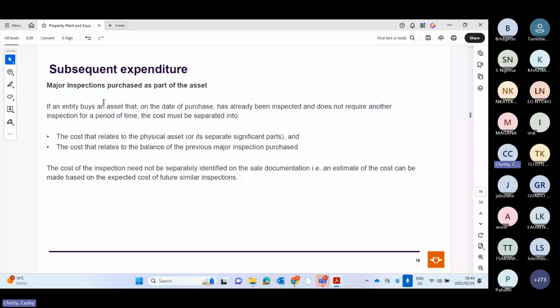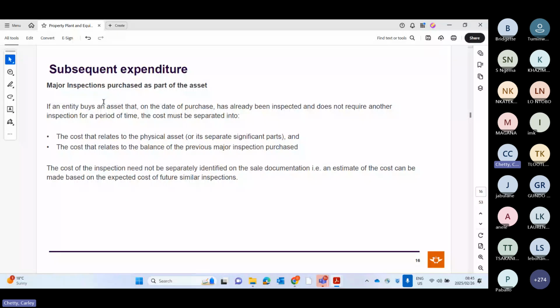So here we are going to buy an asset and maybe the inspection was done last year, but the inspection lasts for 3 years. So when we pay for that asset, we're not just paying for the physical asset, we're paying for the inspection that was performed and the remaining period relating to that inspection. So the cost of the inspection need not be separately identified on the sale document. So it can be an estimate of the cost based on the expected cost of future similar inspections.